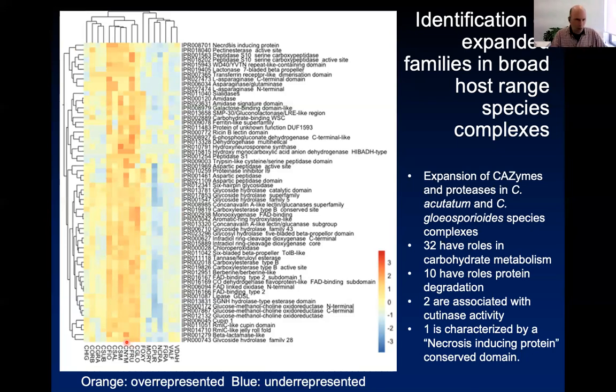What's interesting here is that this box at the bottom highlights the members of the Gloeosporioides and Acutatum species complexes. So we see a big overrepresentation of certain gene families. Well, what are these families? Most of them have roles in carbohydrate metabolism and protein degradation. So it seems like these are families that are expanded in both the Gloeosporioides and Acutatum species complexes.